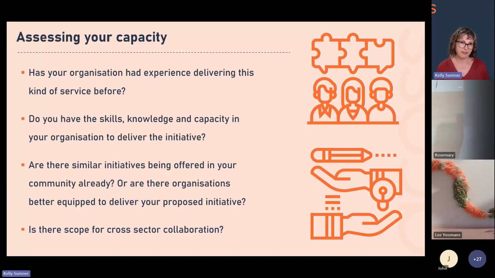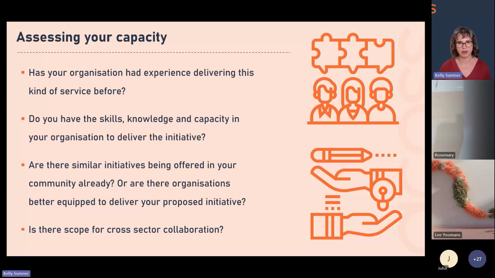You also want to have a think about whether there are other organisations or services in your area who could run with your idea more effectively than you can, or whether it will be better to form a partnership with another organisation to deliver.